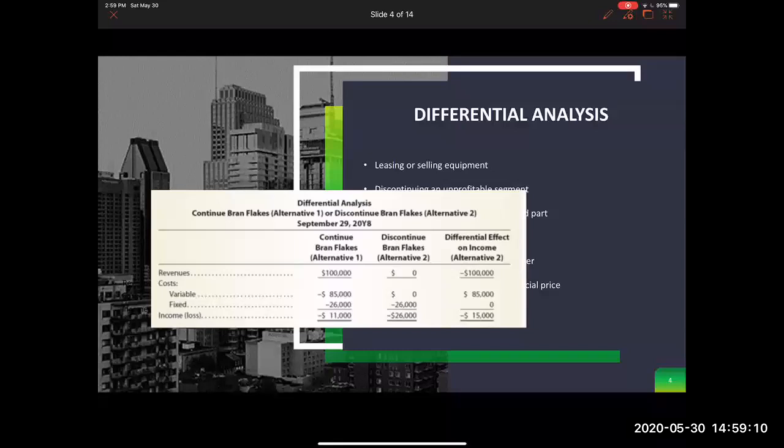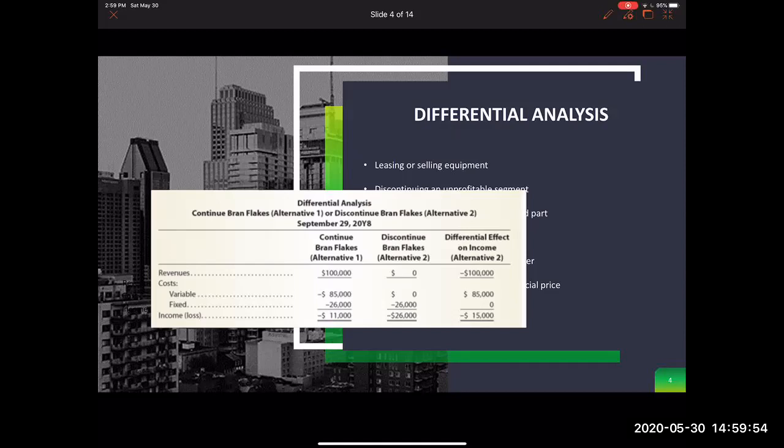Now, if we decide to eliminate or discontinue bran flakes, which is alternative number two, obviously if we decide to no longer make it, our revenue would be zero, right? Because we're not selling it anymore. Our variable costs, such as direct materials, labor, and variable factory overhead, would also be zero because again, we're not making that product anymore. We have no labor to make it. We don't have materials because we discontinued it. However, as mentioned before, our fixed costs will remain the same. So if we're comparing continuing and discontinuing, you should see that both of them are still sitting at $26,000 because again, we can't get rid of our fixed costs. So overall, our loss is $26,000.